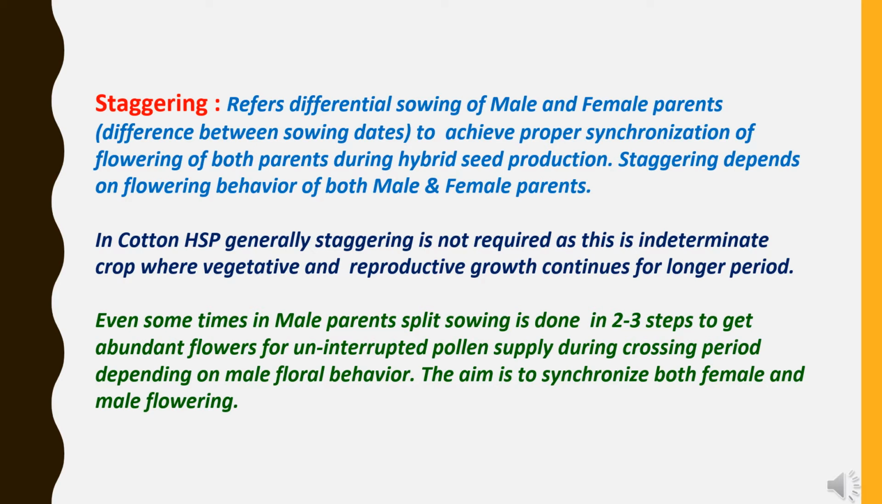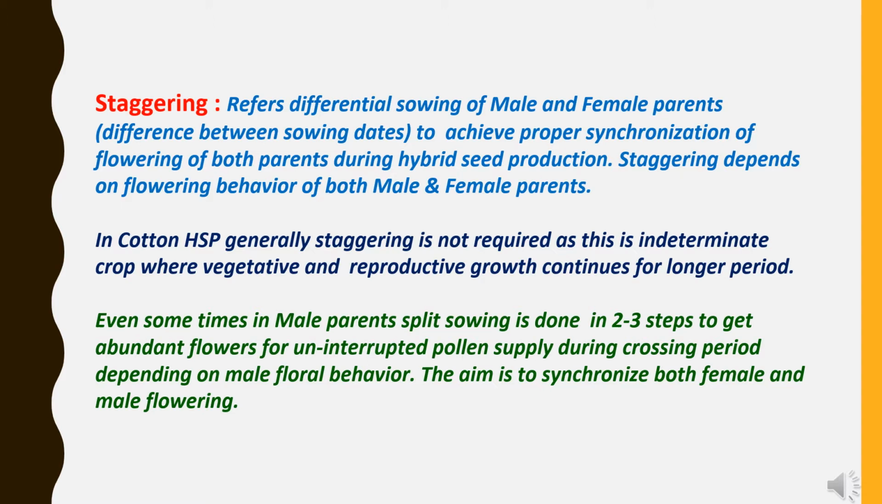Staggering. Staggering refers to differential sowing of male and female parents, meaning a difference between sowing dates of both parents to achieve proper synchronization of flowering of both parents during flowering in hybrid seed production. Staggering depends on the flowering behavior of both male and female parents.